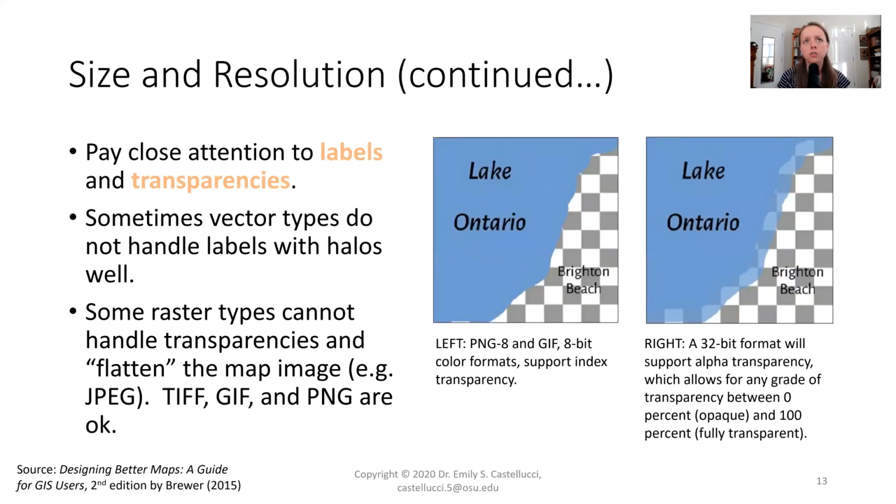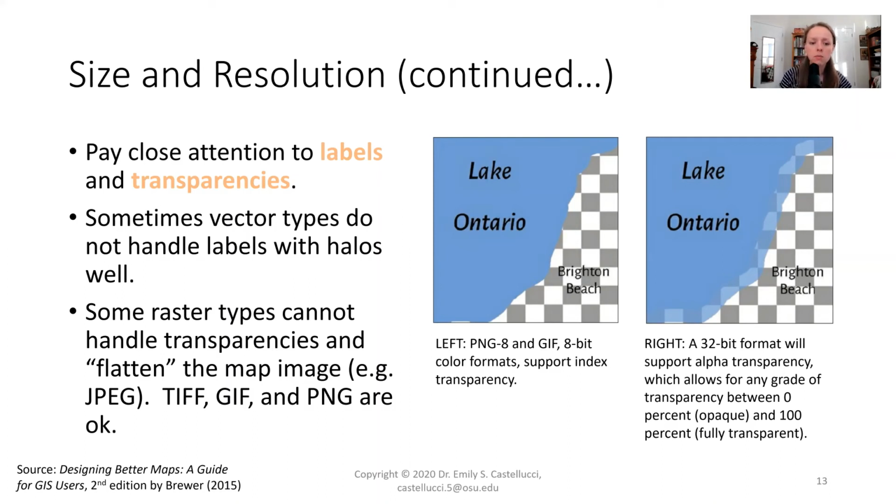Now, as you are choosing your export file type, you want to also pay attention to labels and transparencies. The reason why this matters is that sometimes vector types do not handle labels with halos very well. So it really helps to test in the desired export type to see if it supports all of the different features of your map, halos, transparencies, etc., or if it doesn't. And if it doesn't, you might have to either choose a different export type, or, if that's not an option, make edits to your map.